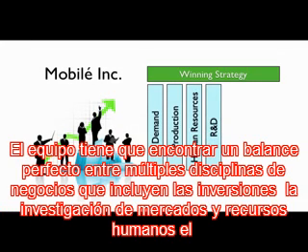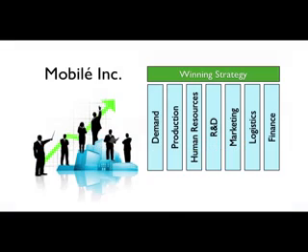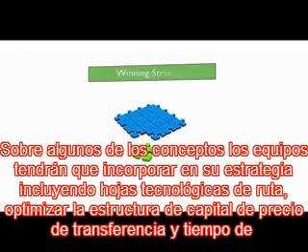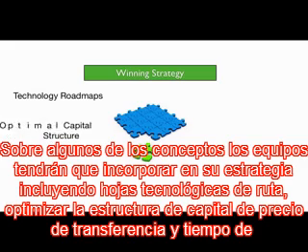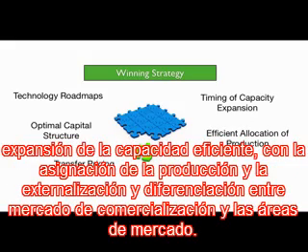The team has to find a perfect balance between multiple business disciplines including production, investments, logistics, marketing, human resources, research and development, and finance in order to improve profitability and stay on the top. Some of the concepts the teams will have to incorporate into their strategy include technology roadmaps, optimal capital structure, transfer pricing, timing of capacity expansion, efficient allocation of production, outsourcing, and marketing differentiation between market areas.